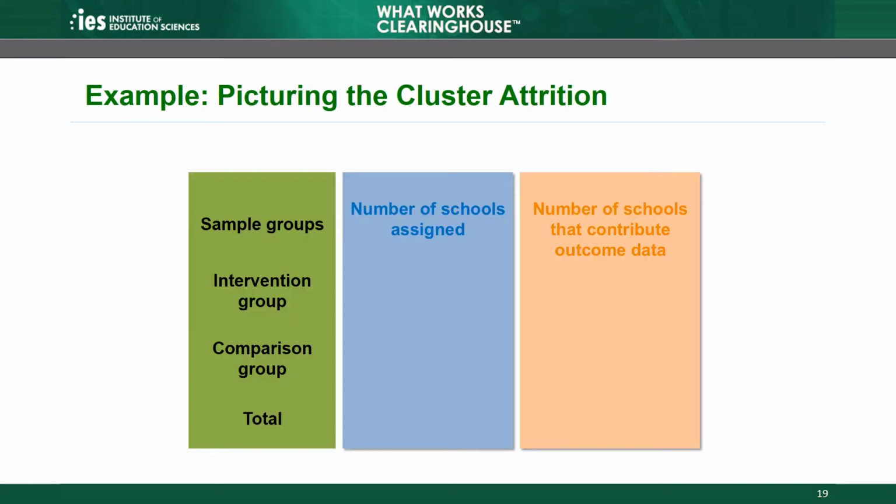Here is an illustration that organizes the information provided in the example. 20 schools were randomly assigned, including 10 intervention schools and 10 comparison schools. At the time of outcome data collection, there are 10 intervention schools. One comparison group school refused to allow data collection, which means that outcome data were collected for only 9 comparison schools. For cluster level attrition calculations, we don't need to know how many students were enrolled in the schools.